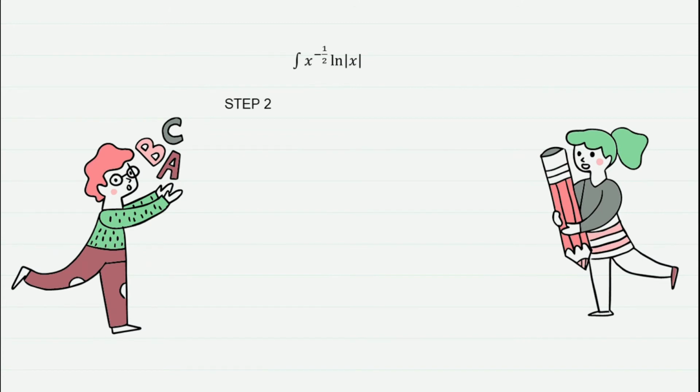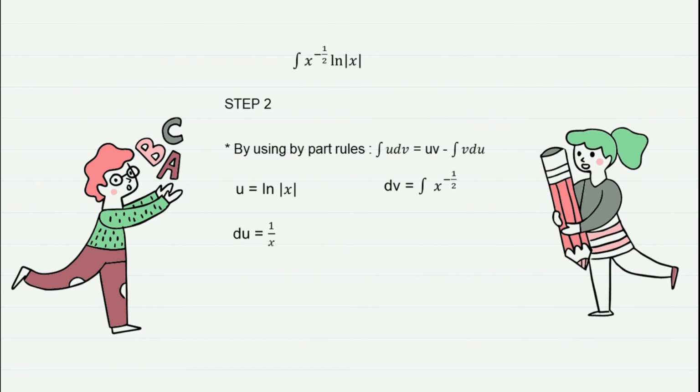The second step is we use the integration by parts rule to solve this equation, which is the integral of u dv is equal to uv minus the integral of v du. First, we should know what is u and what is dv. In this case, ln x is u while x to the power of negative 1 over 2 is dv. We differentiate ln x and it becomes 1 over x, while for dv, we integrate x to the power of negative 1 over 2 and it becomes 2x to the power of 1 over 2.